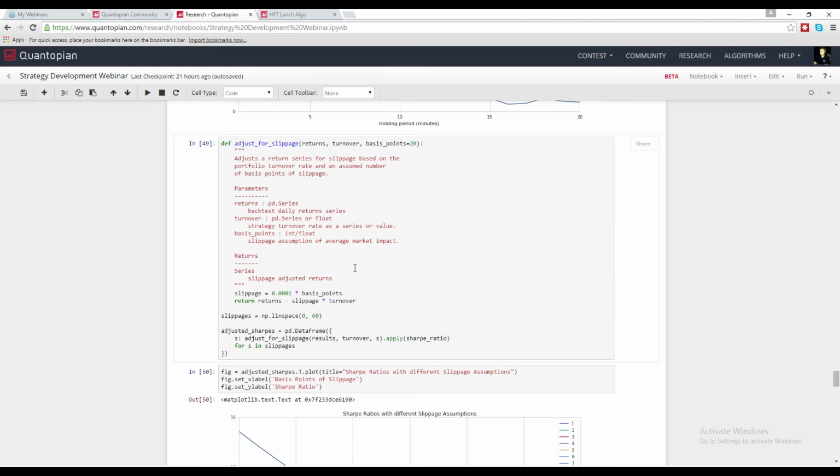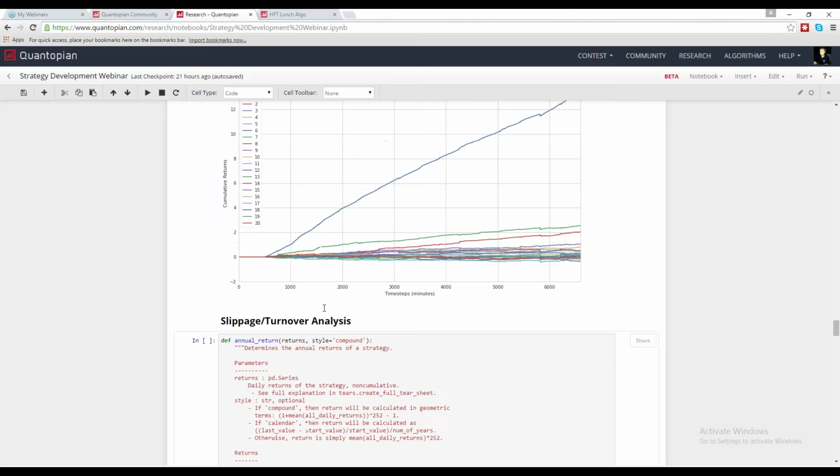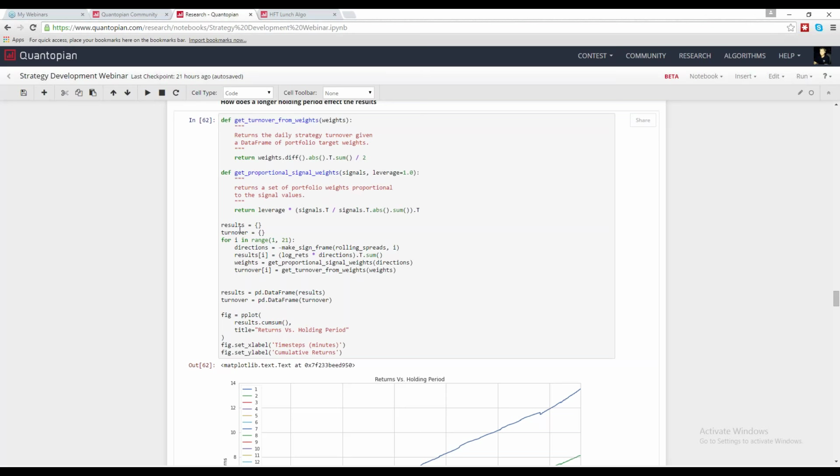So a common way to apply slippage is just take my return series. I'm going to assume some number of basis points, which are 1/100th of a percent, of slippage, basically, that I'm going to miss out on. And then subtracting that multiplied by the turnover of the strategy. Ooh, and I forgot to mention, up in this holding period piece, I was also tracking the turnover. So I just used the signals to generate weights and then used this function up here to get the turnover of the strategy. So obviously your turnover is going to get smaller as your holding period gets longer.